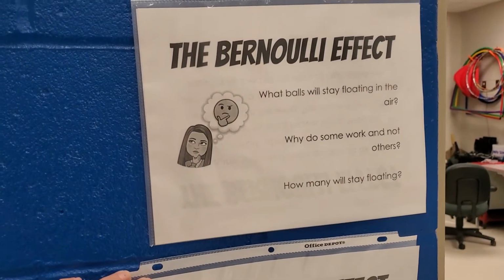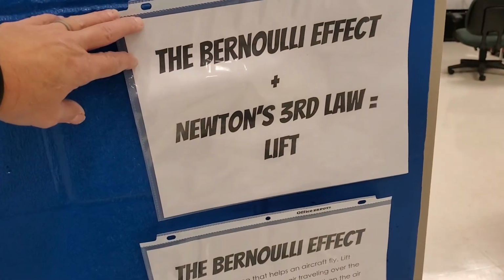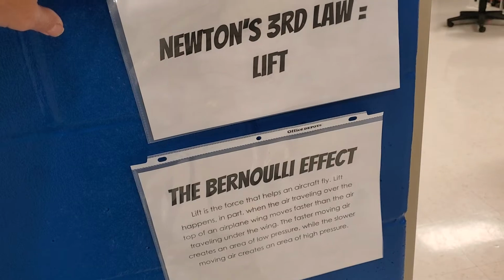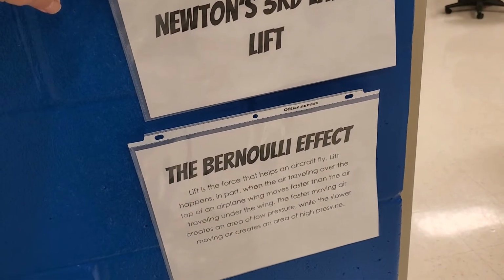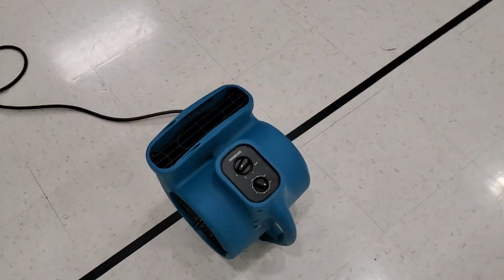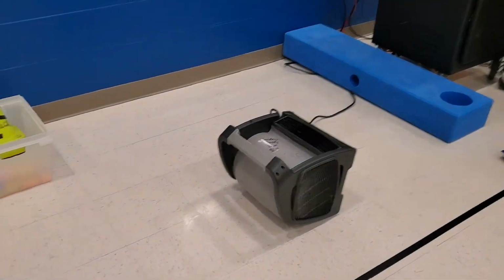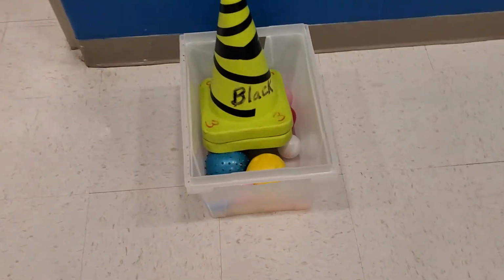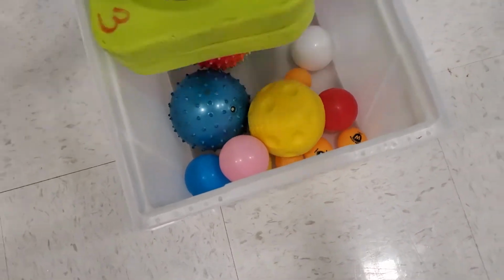This is another favorite by the students. This is the Bernoulli Effect and Newton's third law of motion. This is the lift. Kind of goes in with the paper airplanes, and aircrafts need lift to work. So these are just custodial blowers, and you turn these blowers on and face them upward, and then students experiment with what types of balls float on the air.